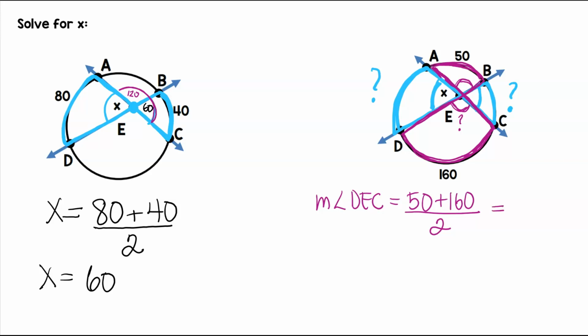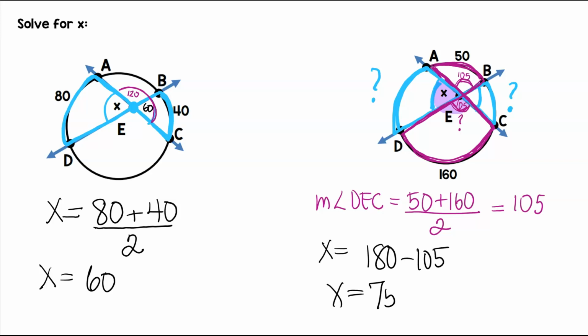So that's going to give me 210 divided by 2, which is 105, which means these angles here are each 105. If they are 105, the angles right next to them are their supplements, meaning these two angles here have to add to 180. So therefore, x is going to be equal to 180 minus 105, which means it's equal to 75 degrees. So again, sometimes you have to work backwards before you can go forwards.